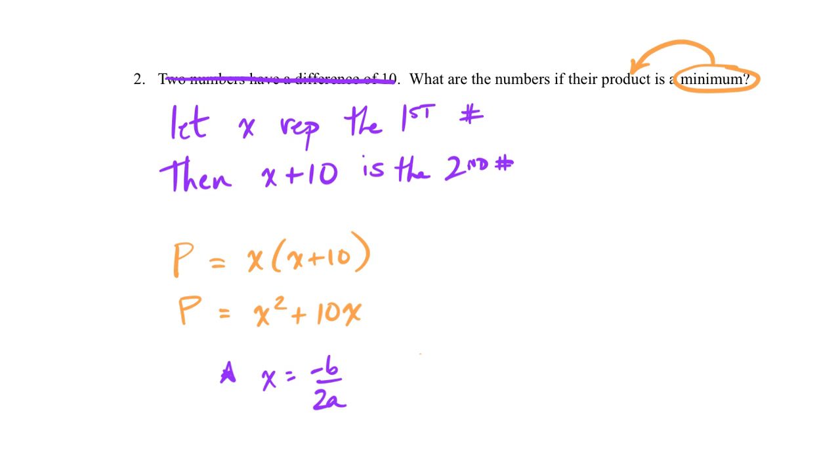Make a note. Do not just write negative b over 2a. I think it's very important for us to remind ourselves that that negative b over 2a does not give me the product. No. It gives me the x value where that product occurs. So make sure that we're stating the x equals, and you are good.